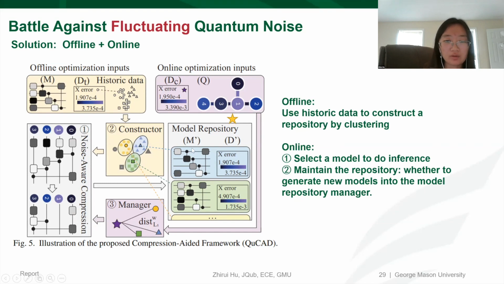In the online part, we select a model from the model repository to do the inference. The selection of the model can be decided by the distance between today's noise and the noise in the model repository. If the noise is far from the noise in the model repository, we can generate a new model and put it into the model repository. So the model repository is increasing.